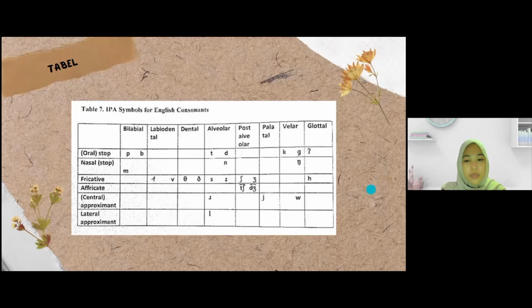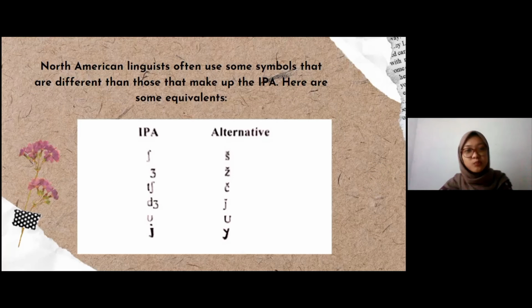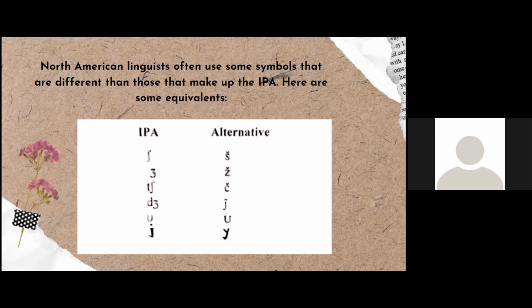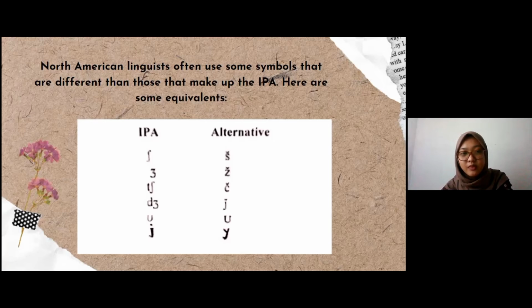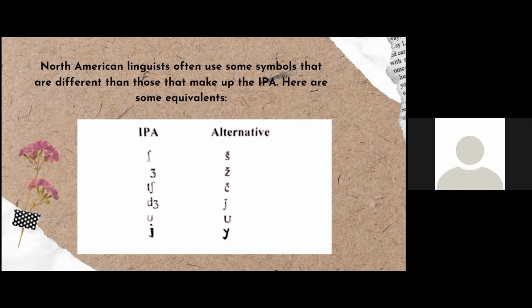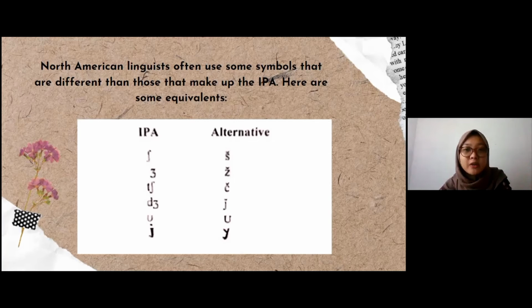Next, okay, this is the IPA symbol for English consonants. So the first is bilabial. In the oral stop, there is p and b, and then in nasal, there is m, and then in the labiodental, in the fricative, there is f and v, and then in the dental, there is theta and eth, and then in alveolar, in the oral stop, there is t and d, and then in the nasal, there is n. In the fricative, there is s and z, and then in the central approximant, there is r, and then in the lateral approximant, there is l.